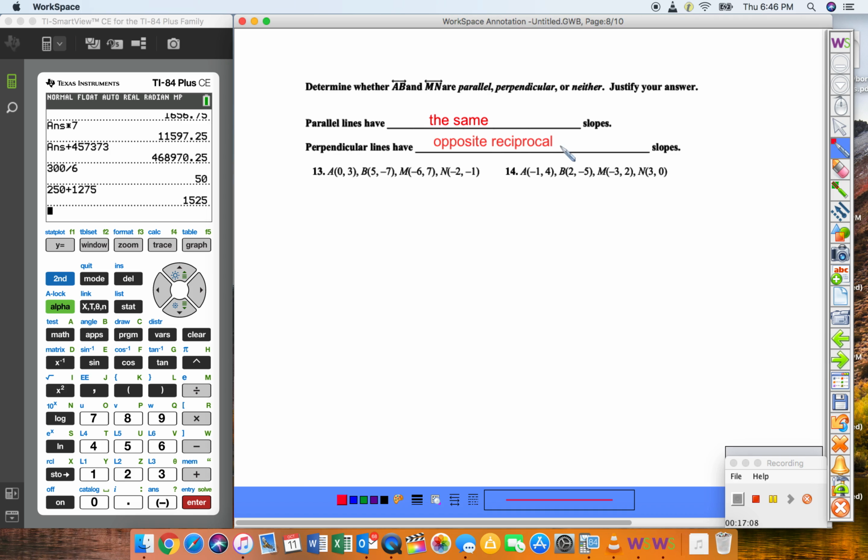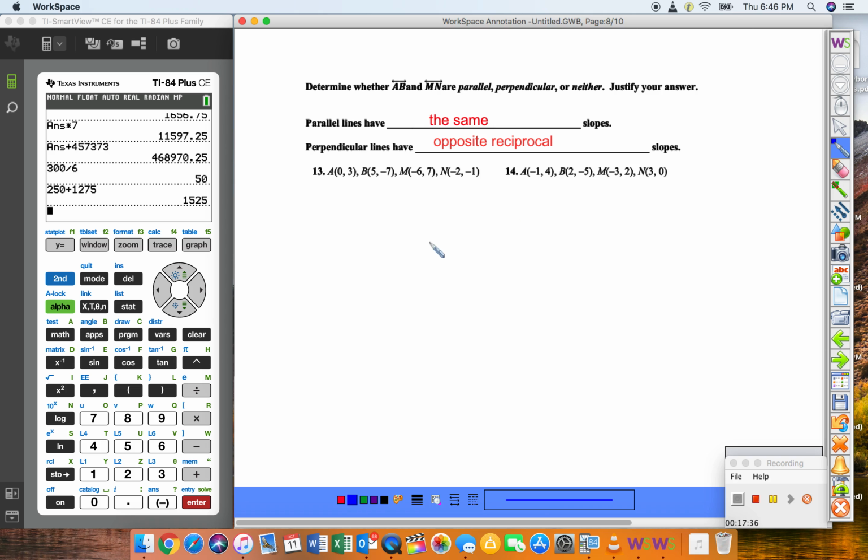Please spell reciprocal right. If you need to pause the video to write that down, you can. But opposite reciprocal, remember what that means. Opposite means change the sign, and reciprocal means flip me over. So the opposite reciprocal of 2/3 is negative 3/2. This one's positive, that one's negative. If I give you negative 4/5, the opposite reciprocal of that is a positive 5/4. You have to flip it over and change the sign to do the opposite reciprocal.